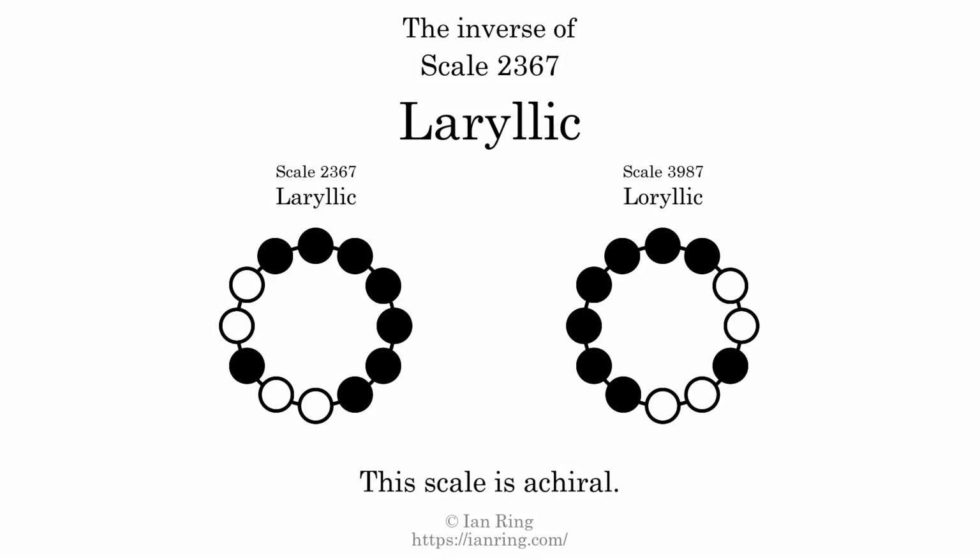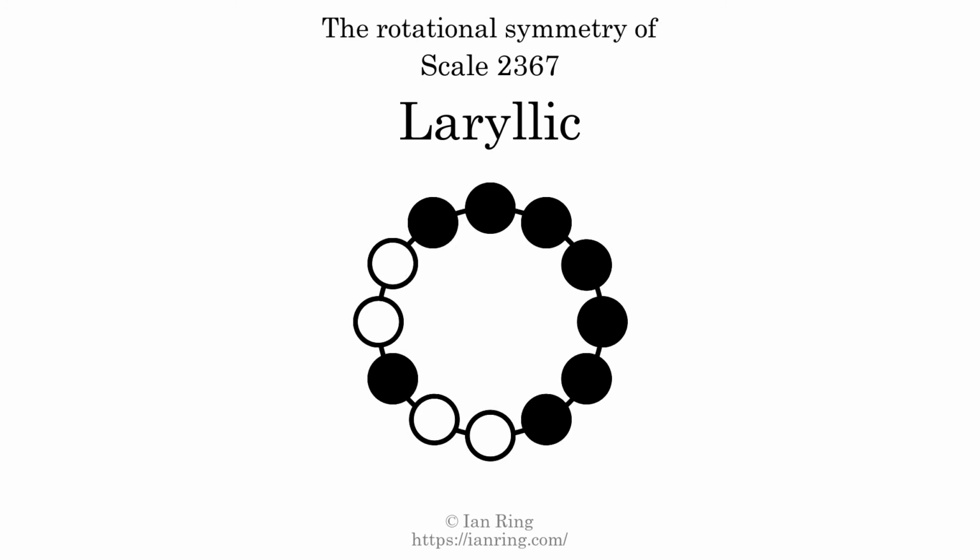The inverse of a scale is a mirror image. It is what you get when the sequence of intervals is reversed. The inverse of this scale is scale 3987, also known as Laryllic. This scale is achiral, since it can transform into its own reflection by a rotational transformation. This scale has no rotational symmetry.